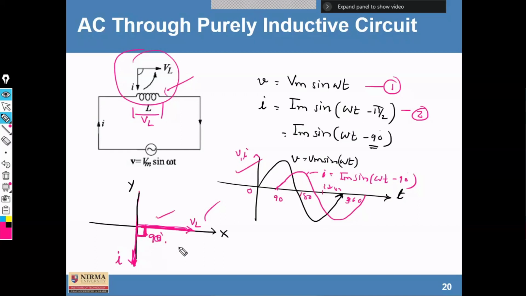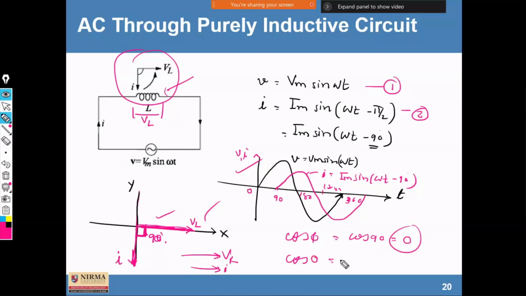So what is the value of power factor in a purely inductive circuit? Power factor is cos phi, and cos 90 is 0. So power factor would be 0. But in the case of a resistive circuit, we have seen that VR and I are in phase with each other, so cos 0 is 1. So power factor is unity in a resistive circuit and 0 in an inductive circuit.